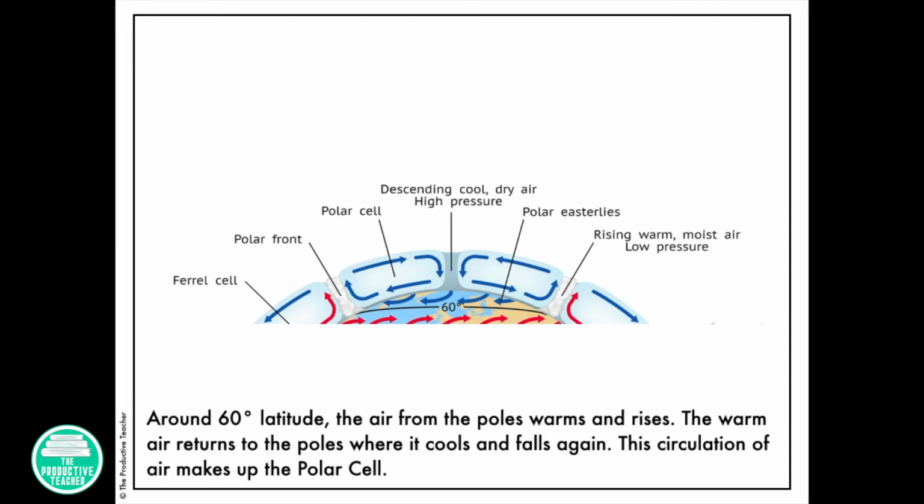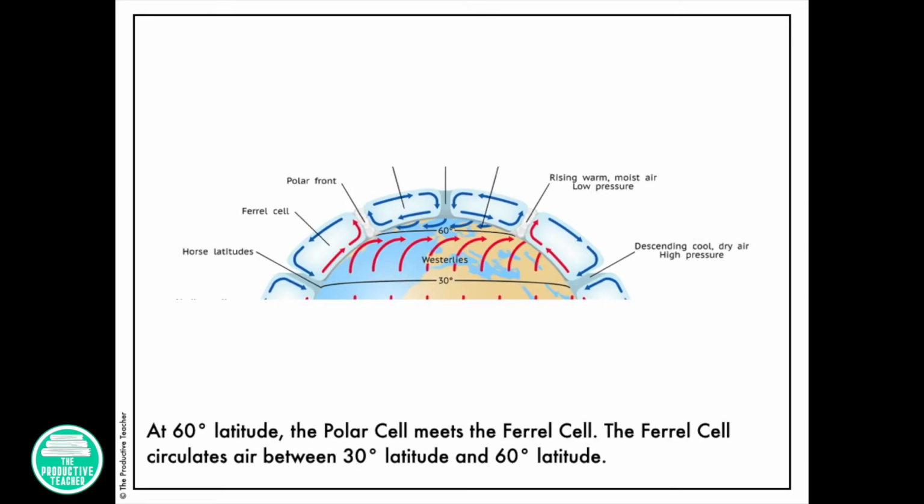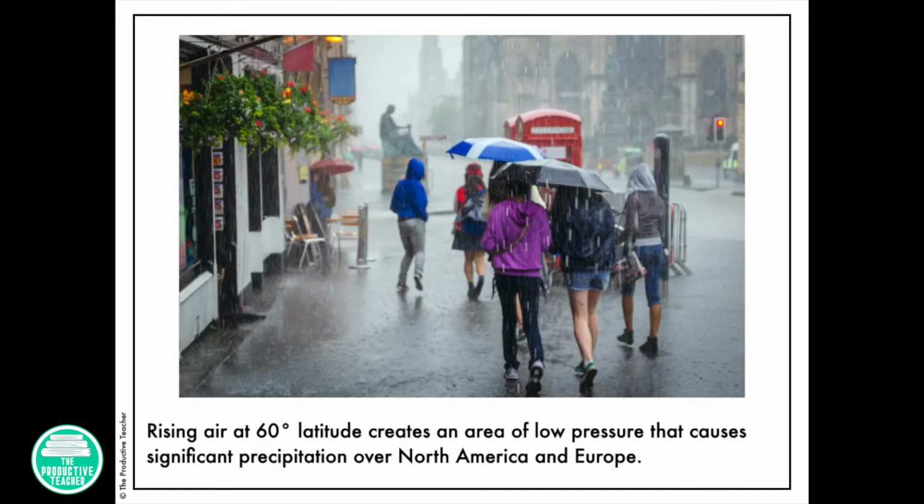Around 60 degrees latitude, air from the poles warms and rises. The warm air returns to the poles where it cools and falls again. This circulation of air makes up the polar cell. At 60 degrees latitude, the polar cell meets the Ferrel cell. The Ferrel cell circulates between 30 degrees latitude and 60 degrees latitude.